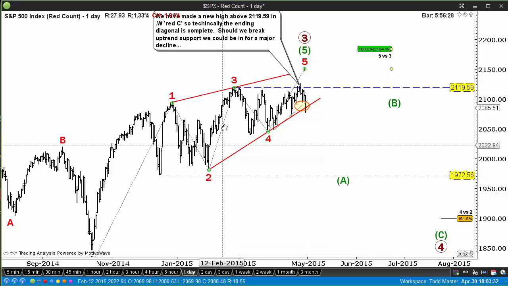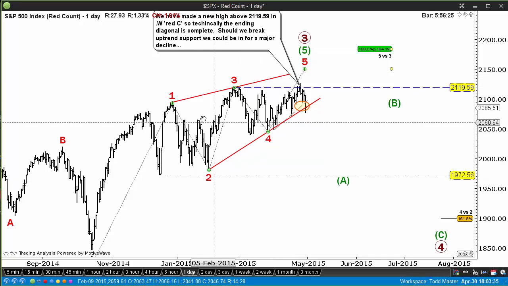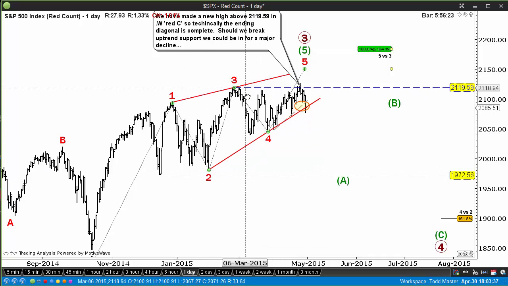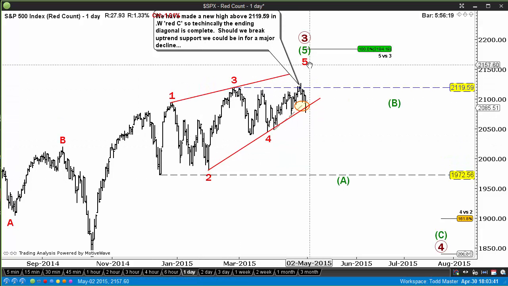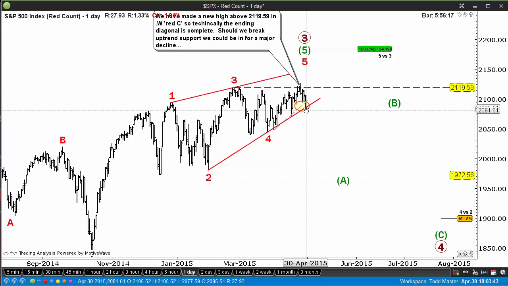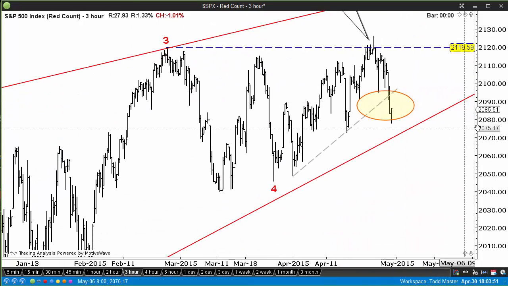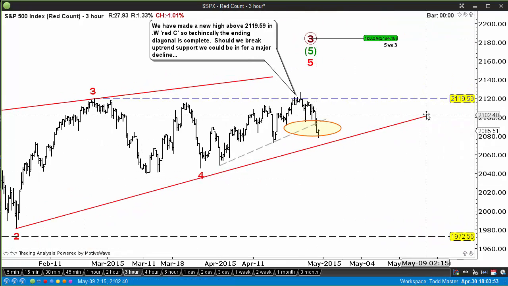Okay, so here's what it looks like. You got 1, you got 2, you got wave 3. Wave 4 chops down, touches wave 2, so 4 big time overlaps 2, and then you do make a new high up in wave 5, and now we are threatening uptrend support. Okay, so we need to push through these uptrend support levels at around 2090. All right, so let me just redraw these.